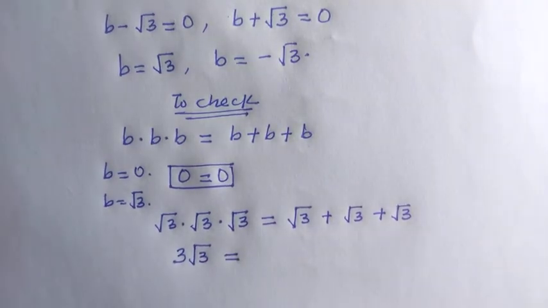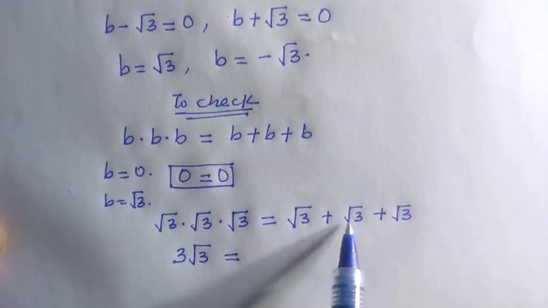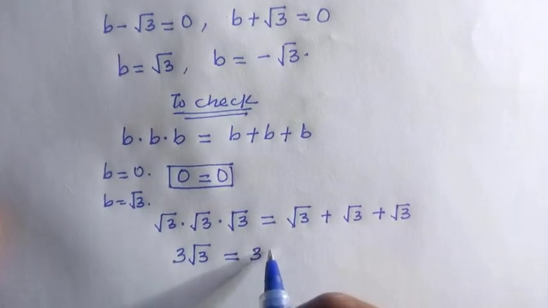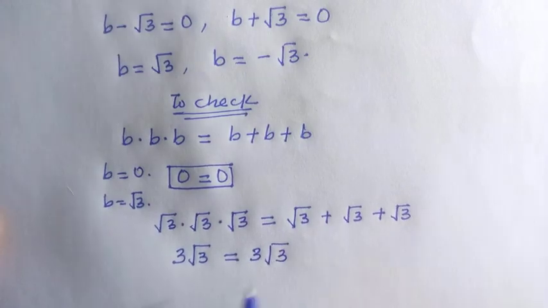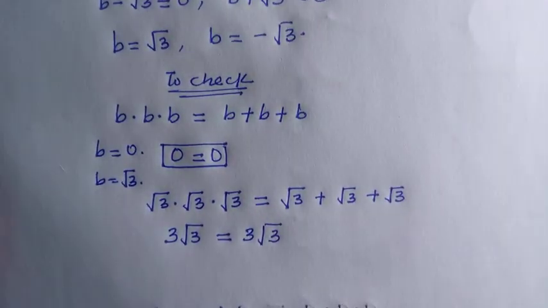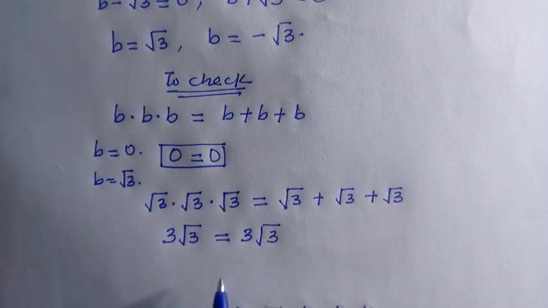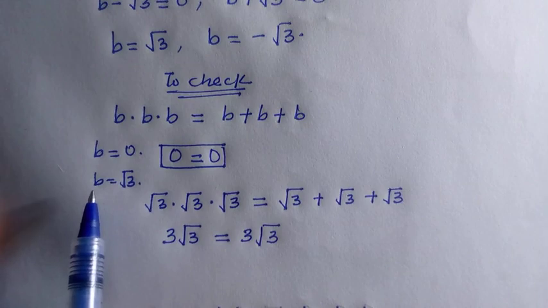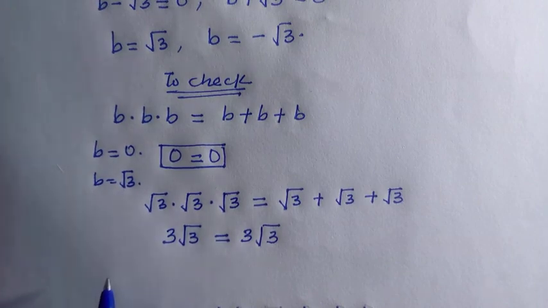So this equals, when we add root 3 plus root 3 plus root 3, that also gives us 3 root 3. So it shows that the left hand side of this equation equals the right hand side when we test for when b equals root 3.